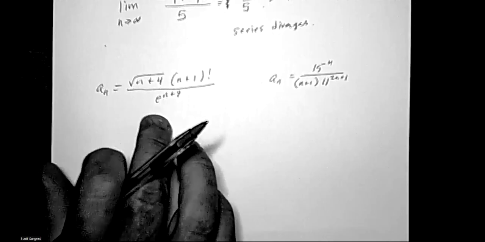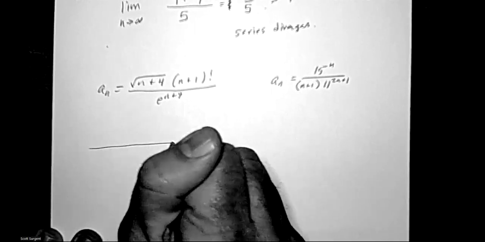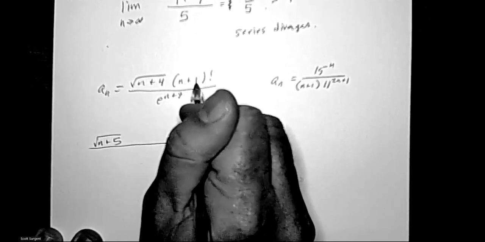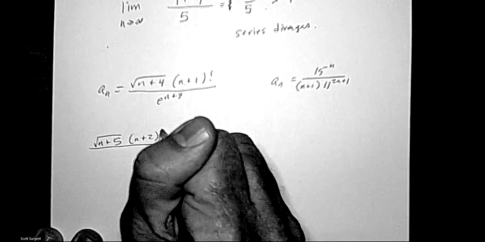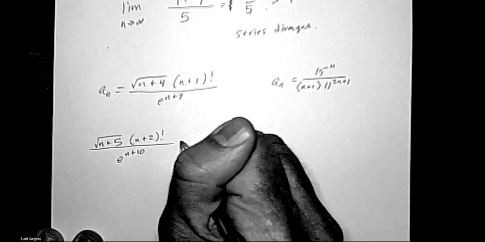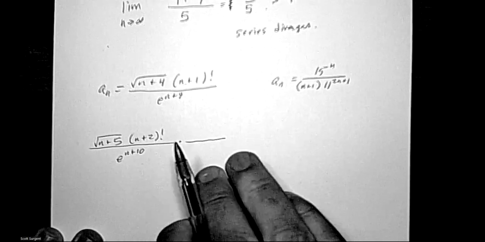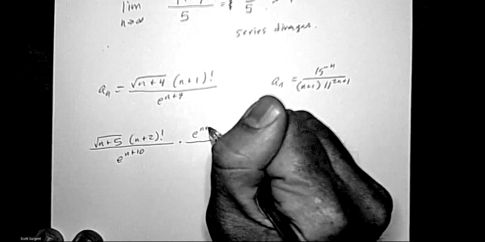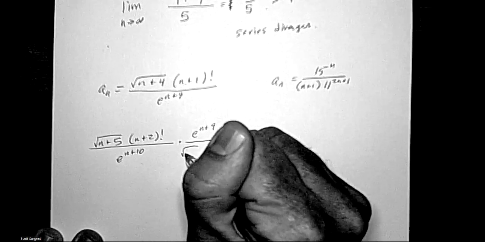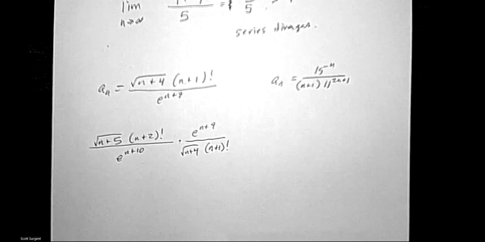Again, as bad as these things look, they're not too bad. So when I do the a to the n plus 1, I just add 1 to all the n's. I get n plus 5. This becomes n plus 2 factorial. This becomes e to the n plus 10. I'm going to divide by, so I'm going to flip over the original, just like that.